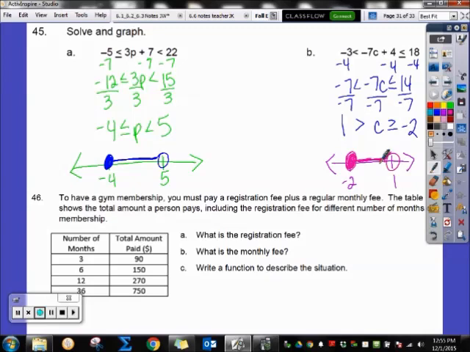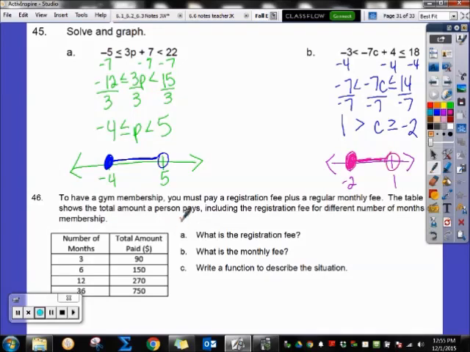46. To have a gym membership, you must pay a registration fee plus a regular monthly fee. The table shows the amount a person pays, including the registration fee, for different numbers of months of membership. We want to know what the registration fee is, what the monthly fee is, and then we also want to know what an equation would be that would model the situation.